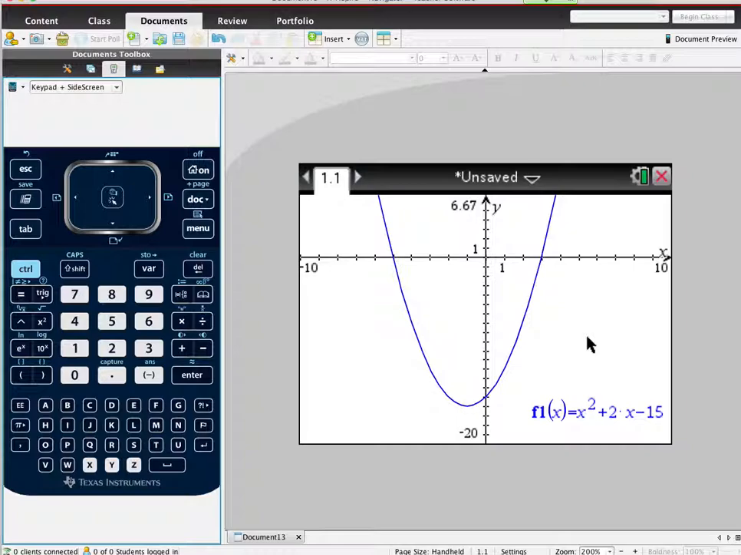So, the x value of -2 is right here. So what y value corresponds to -2 from the graph? Just an estimate. About -13.7. We'll go with -13. So our graphical estimation is -13.